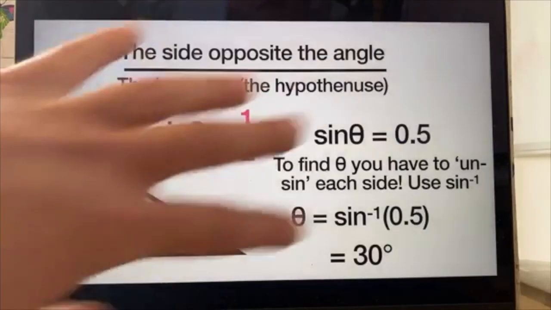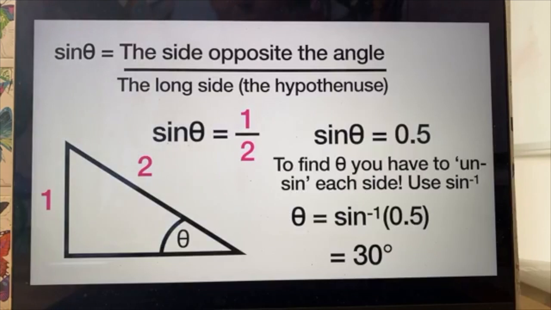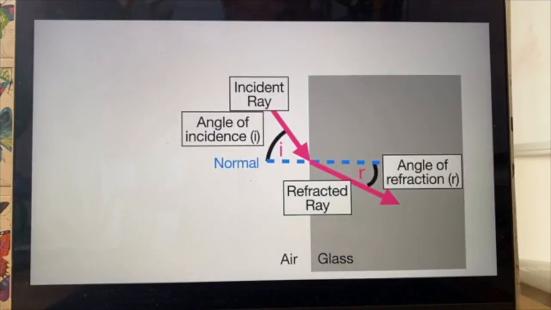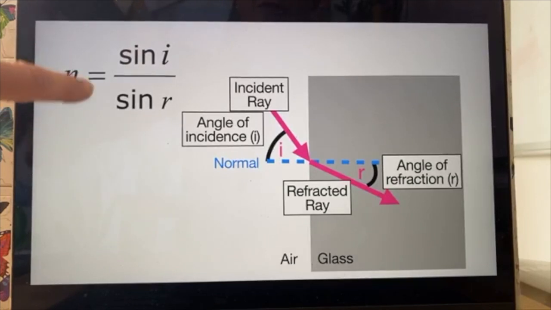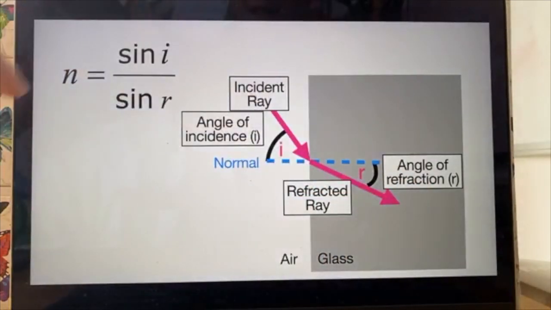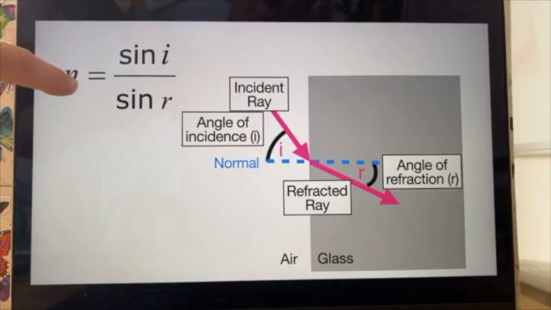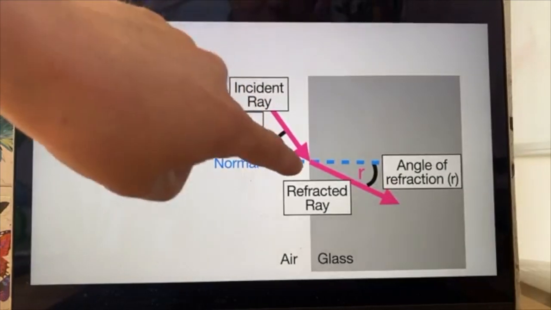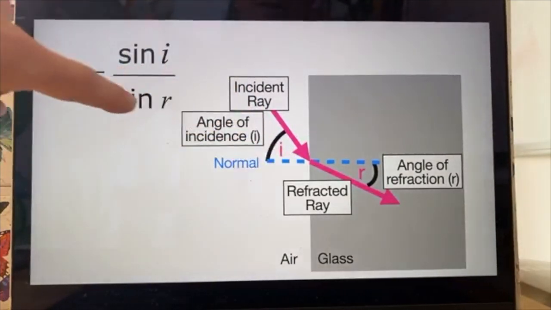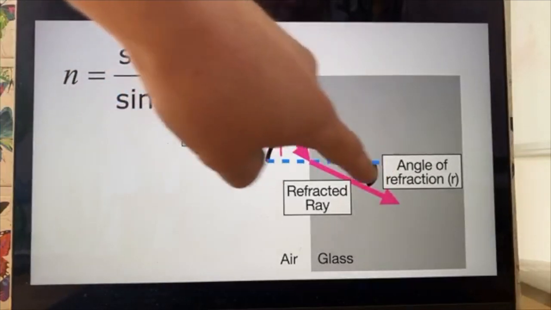Right, so this is just a very quick recap to sort of get you warmed up for what sine means, because we need to talk about sine. We talked about sine last week a little bit, right? We talked about how you get the refractive index of a material, how much something slows something down, is like the sine of the incident angle divided by the sine of the angle of refraction.